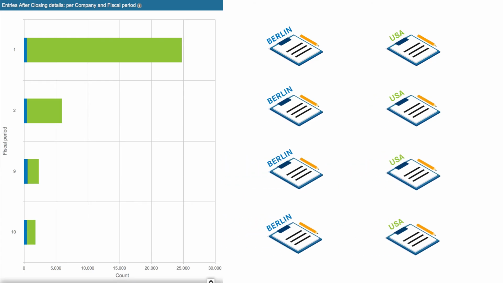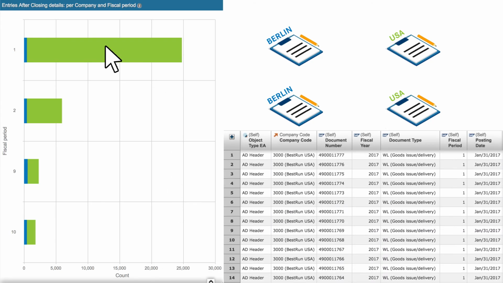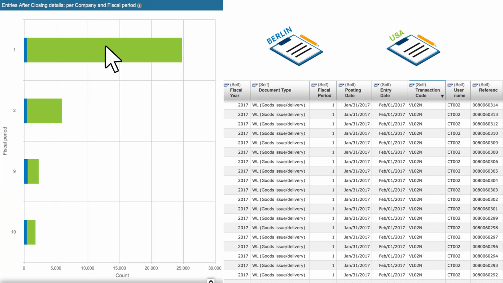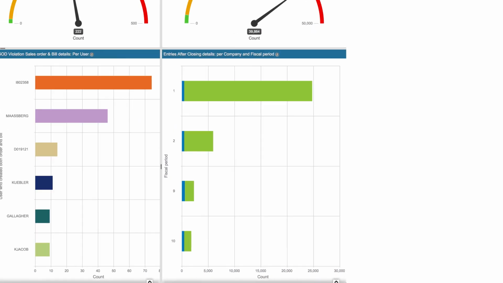This graph includes both the German and United States locations of our example company, shown in blue and green. When we drill down into the more than 24,000 entries from the US location, we can see who is responsible for each entry and perform further analysis.